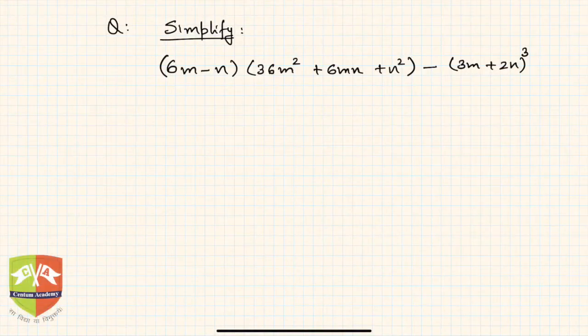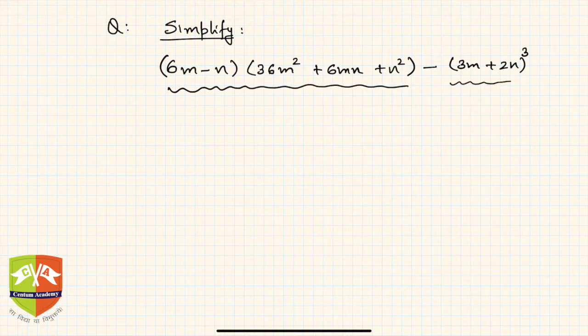In this problem, we have been asked to simplify the given expression. Now here, there are two parts. One is a two-factor expression. Another is a binomial cube. So as we see it, the second part is a clear indication that we are going to use an algebraic identity, right?